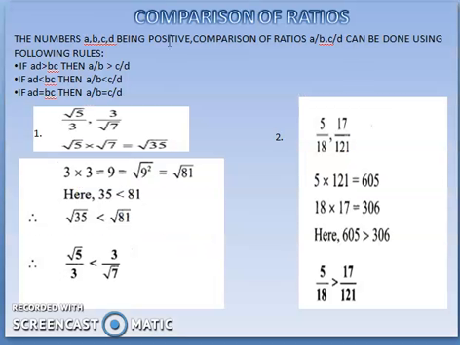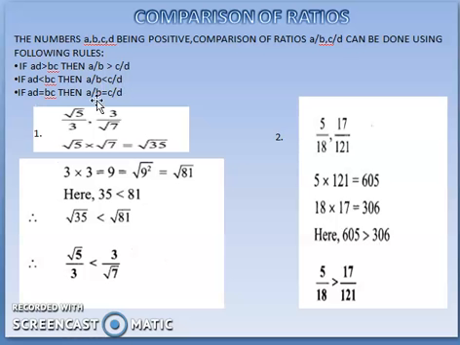Now comparison of ratios. The numbers A, B, C, D being positive, comparison of the ratios A upon B and C upon D can be done using the following rules. If AD is greater than BC, then A upon B is greater than C upon D. If AD is less than BC, then A upon B is less than C upon D. If AD equals BC, then A upon B equals C upon D.